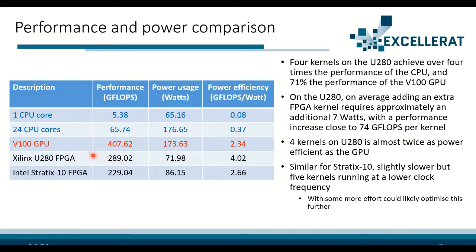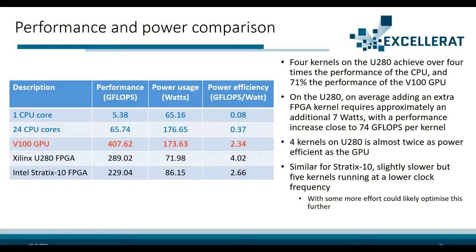But I think very interesting here, certainly for the U280, if we add an extra FPGA kernel, typically that's going to give us about 74 gigaflops performance uplift, and it's going to cost us about 7 watts. So, I think that's fairly interesting.